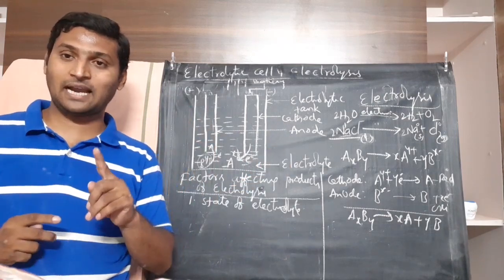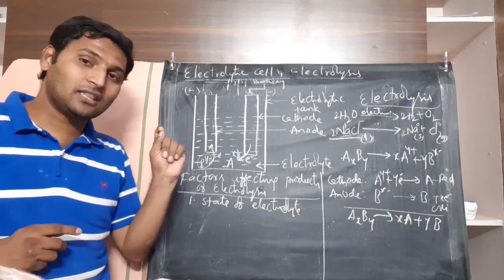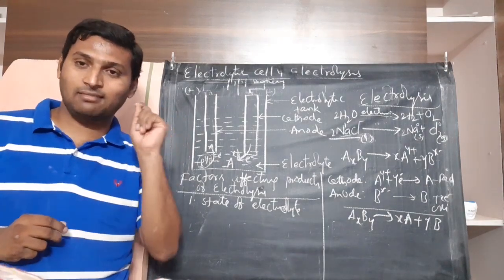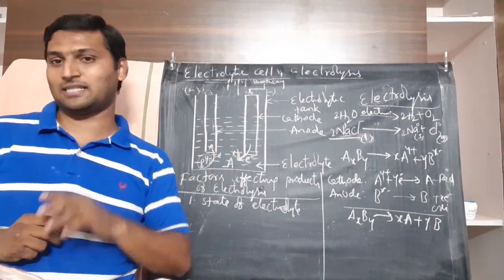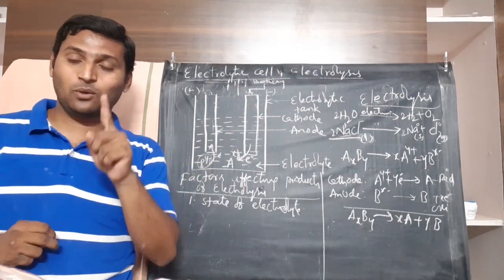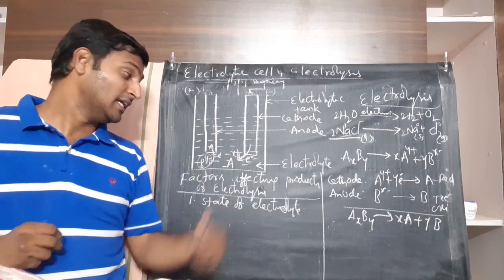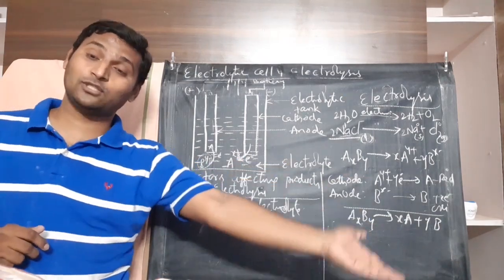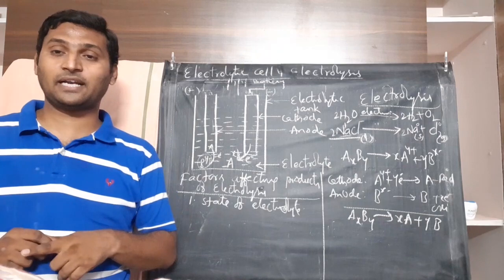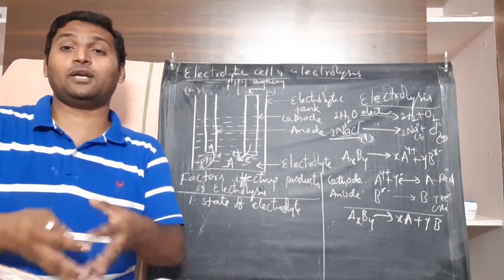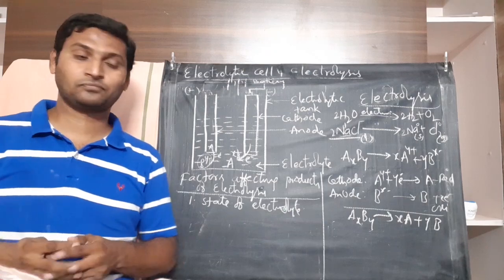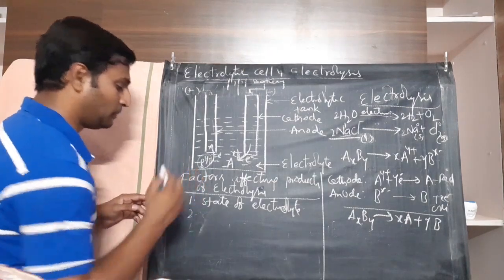That's why please understand, whatever the composition you are seeing in the compound, same elements will be produced if it is molten state. Whereas if it is aqueous solution, instead of the expected element, you may get hydrogen gas at cathode. Instead of expected element, you may get oxygen gas at anode because water will be competing for reduction or oxidation. That is our second point.